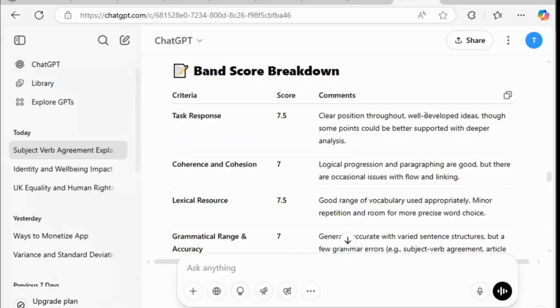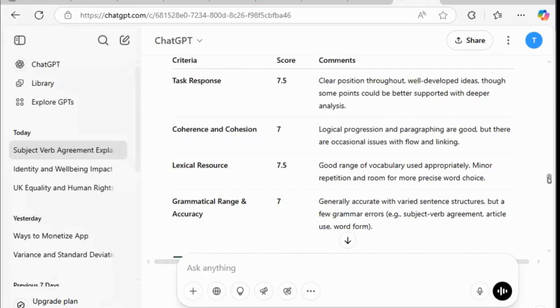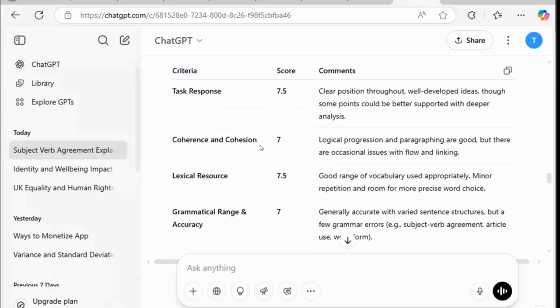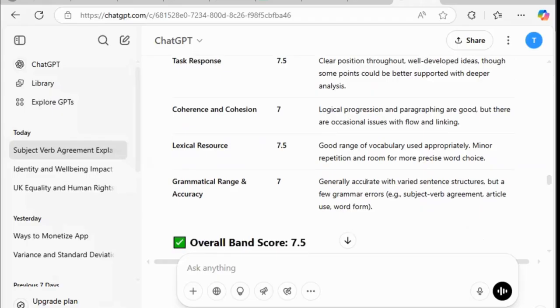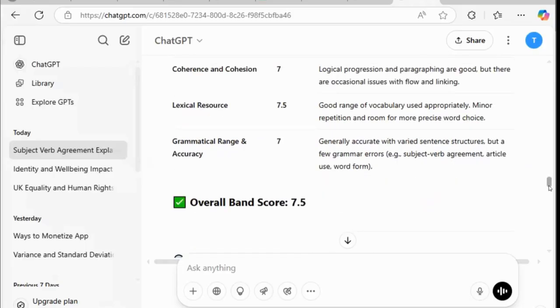Clear position throughout. Well developed. Some points could be better supported with deeper analysis. ChatGPT is telling me I should support with deep analysis. I don't get time, Mohammed. Coherence and cohesion, 7.0. Lexical resource, good range of vocabulary. Minor repetition, okay? So it's telling me that it's generally accurate, but a few grammar errors, e.g. subject-verb agreement. Now, let us go and look at the correction.